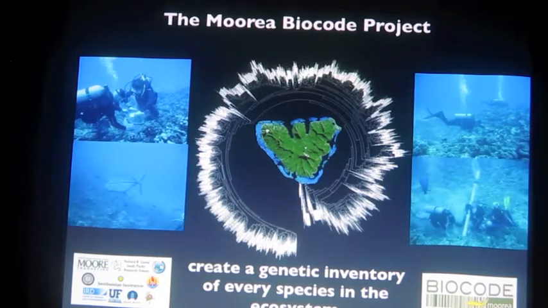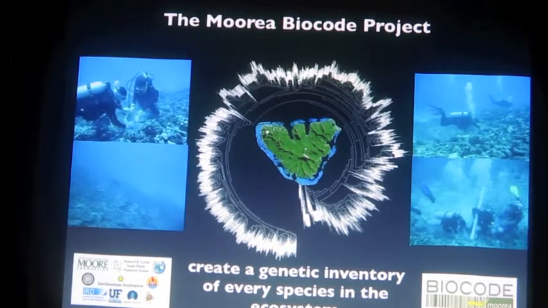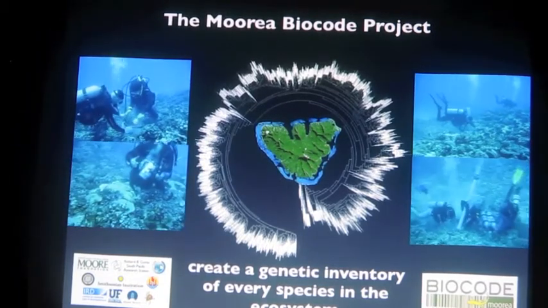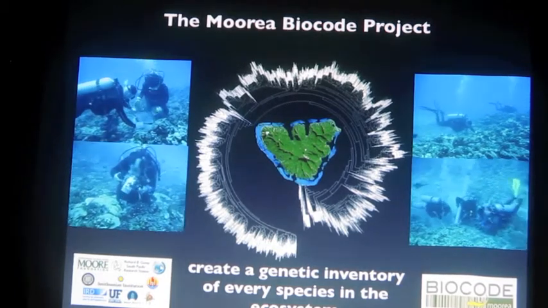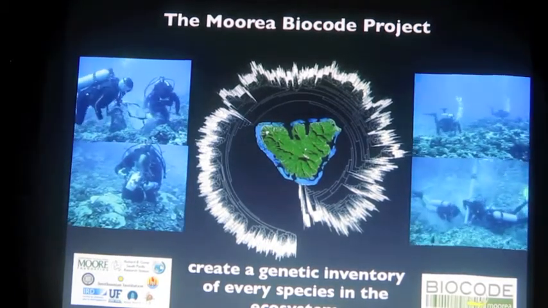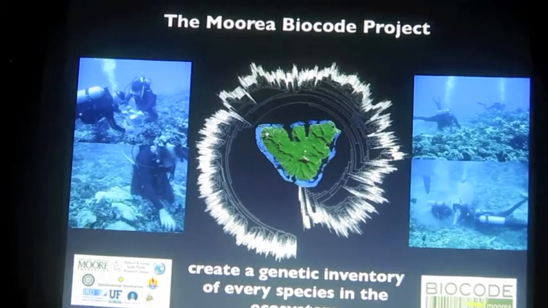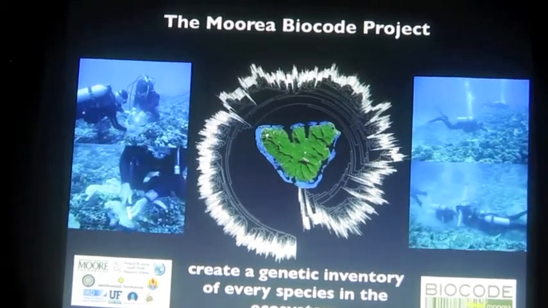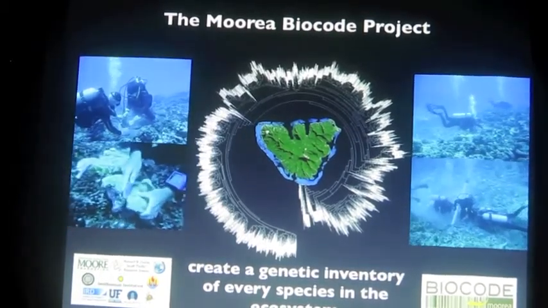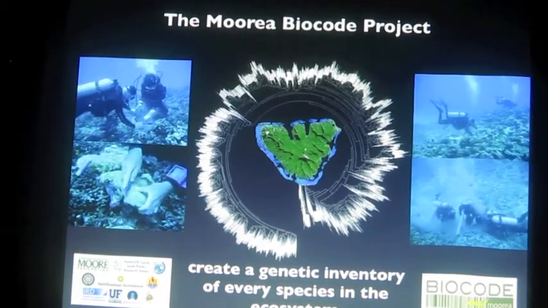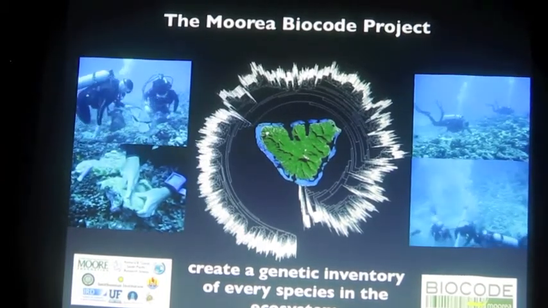So I've been a part of several different projects looking at global biodiversity. This was the Moorea Biocode project. And we have various different ways of going out. Most divers would consider what we do horribly destructive, at least visually. But what we are able to find are all the little things that live in the reef.